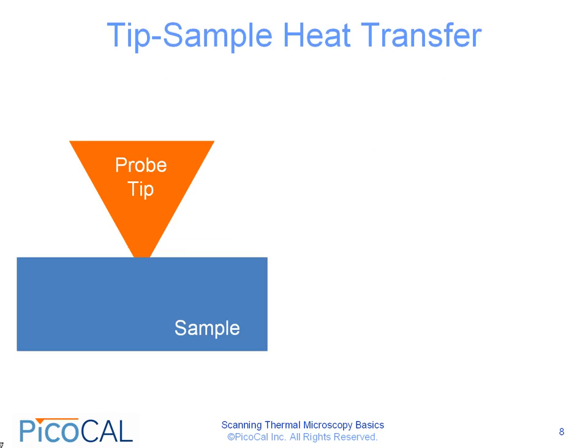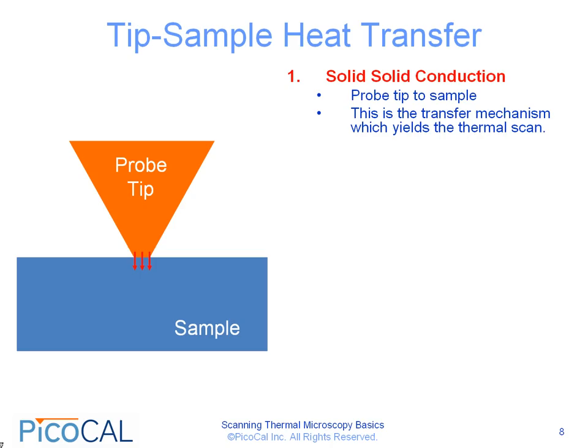If we look closely at the mechanisms for tip-sample heat transfer, we'll see that there are four ways that heat is transferred. The first one is what was talked about earlier. This is solid-solid conduction. Essentially, heat is being transferred from the apex of the probe tip into the sample. This is the transfer mechanism which we want, and this is going to be the transfer mechanism which yields the information in a thermal scan. Unfortunately, there are also three other forms of heat transfer which reduce the resolution of this technique.